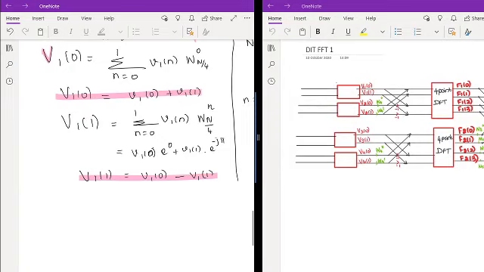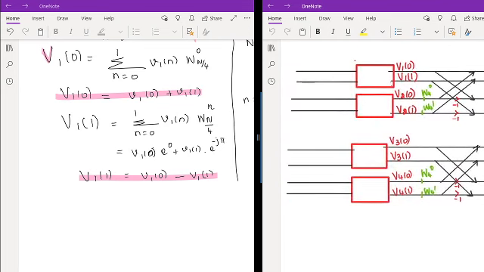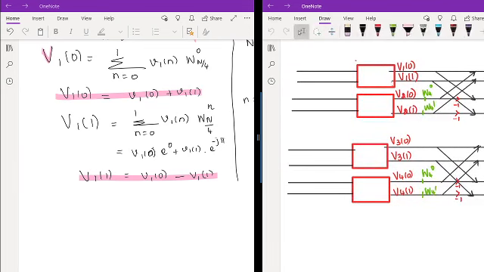Yes, now we have the term V1 of 0 plus V1 of 1. So already we have completed 8 points from 4 points, and the 4 points are from 2 points, right? So this is one 2 point, and this is another 2 point. So these 2 points are combined together, giving us 4 points.